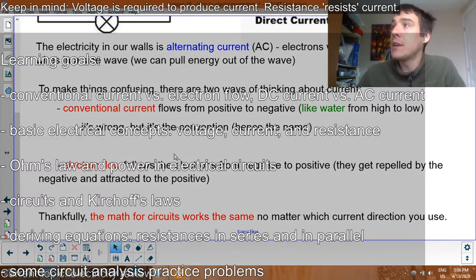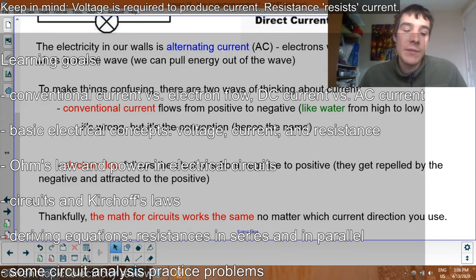Here's what we're going to cover. We're going to talk about conventional current versus electron flow, and then talk about DC versus AC current. We'll talk about the basic electrical concepts of voltage, current, and resistance. We'll talk about Ohm's law and some applications of it in terms of power dissipation in electrical circuits.